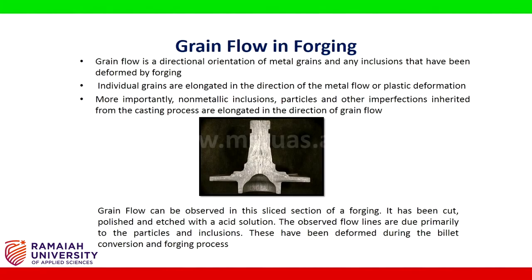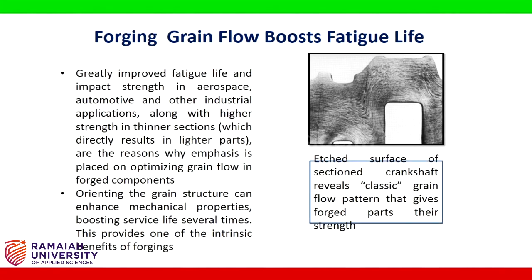Grain flow in forging. Grain flow is a directional orientation of metal grains and any inclusions that have been deformed by forging. Individual grains are elongated in the direction of the metal flow or plastic deformation. More importantly, non-metallic inclusions, particles and other imperfections inherited from the casting process are elongated in the direction of grain flow. Forging grain flow boosts fatigue life.